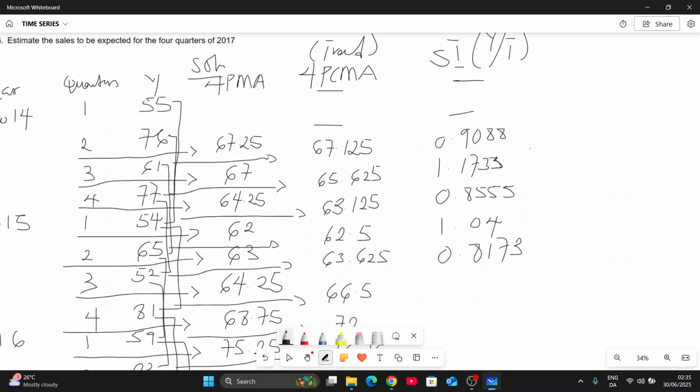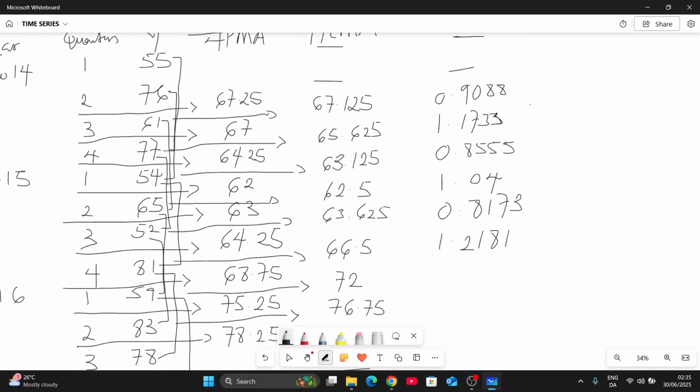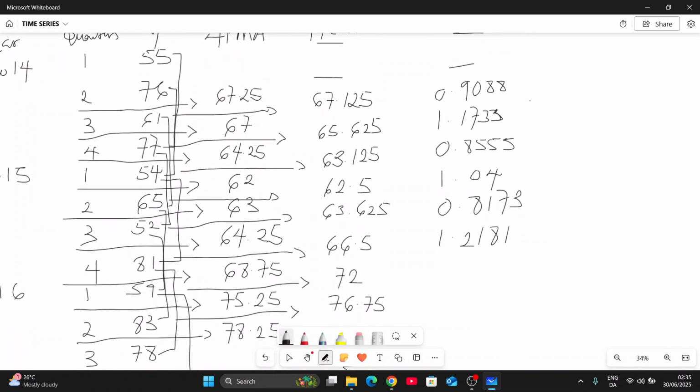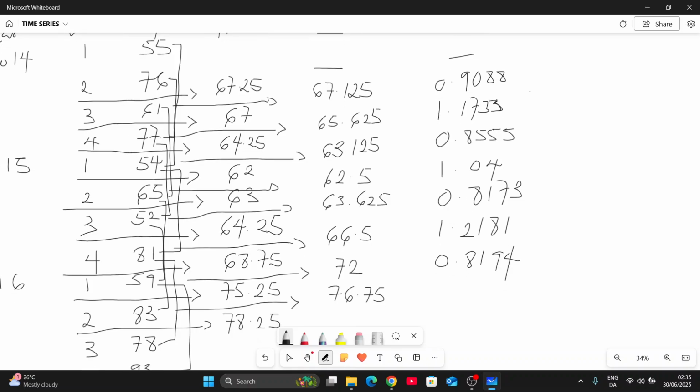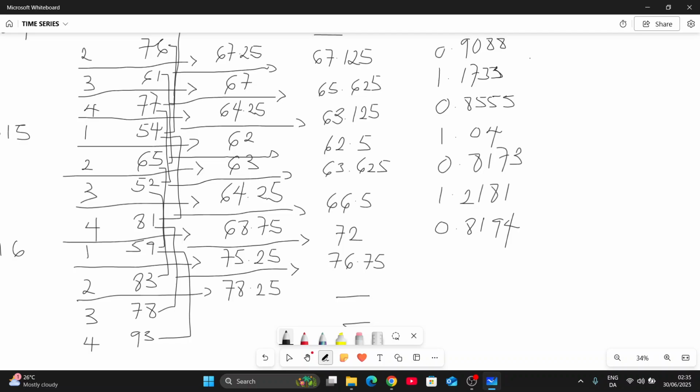81 divided by 66.5 is 1.2181. 59 divided by 72 is 0.8194. Then lastly, 83 divided by 76.75 is 1.0814.